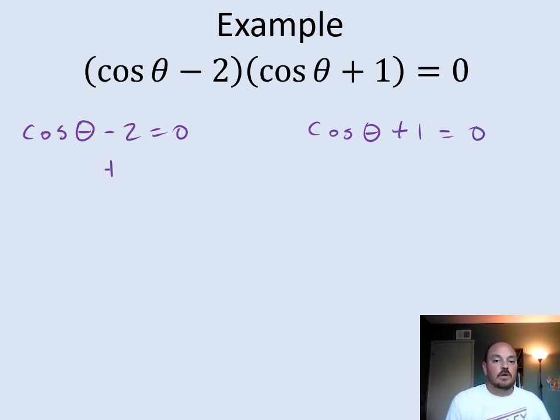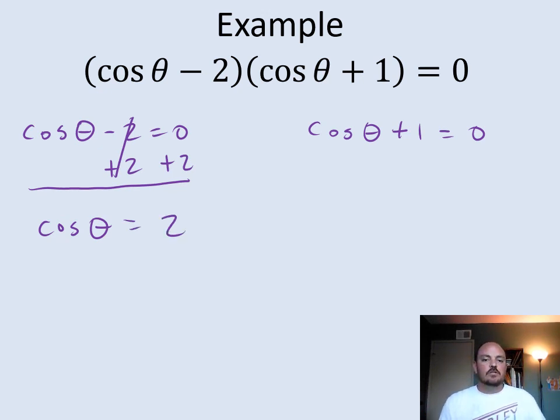Now we're going to solve each one. If I add 2 to both sides, I get cosine theta equals 2. So I'm asking myself, where does cosine theta equal 2? The answer is no solutions. For both sine and cosine, the biggest and smallest either one gets is 1 or negative 1. So if you ever have a cosine theta or a sine theta equal to 2 or 3 or 10, that's going to give you no solutions.